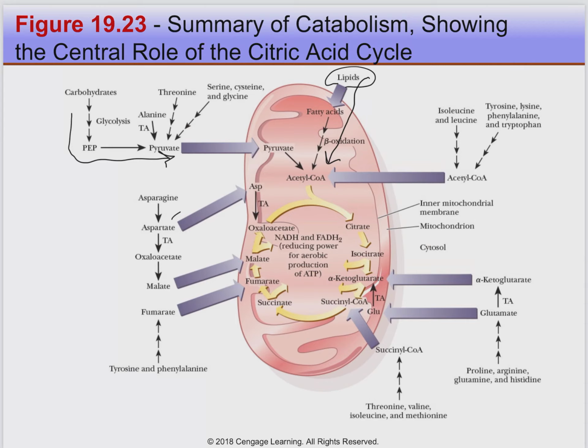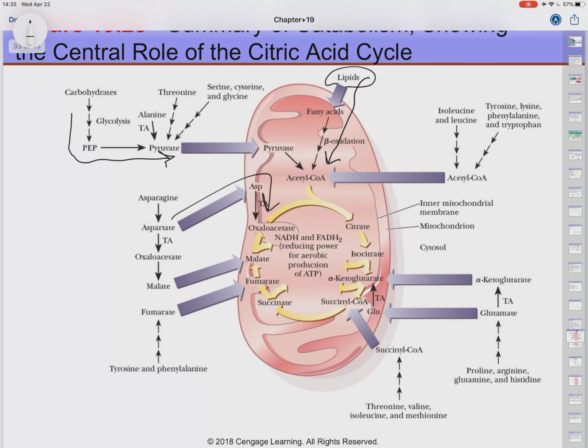Asparagine, aspartate into oxaloacetate through transamination, or into oxaloacetate in the cytosol, into malate. Malate can cross the barrier into and out of the mitochondria. So if it's for energy, then it goes into the mitochondria. If it's for building things, it'll come out of the mitochondria. Acetyl-CoA can also come from amino acid sources in addition to lipids. These come in at the same point that the lipids do.